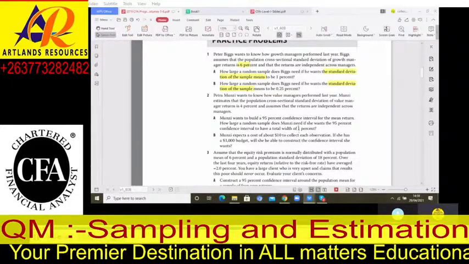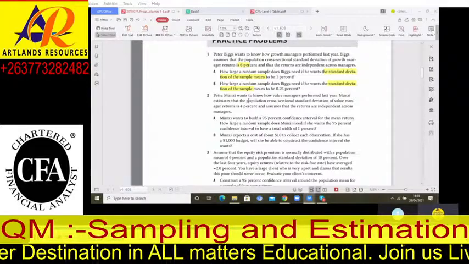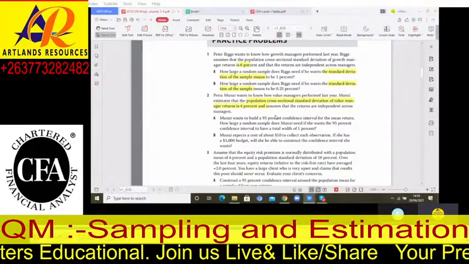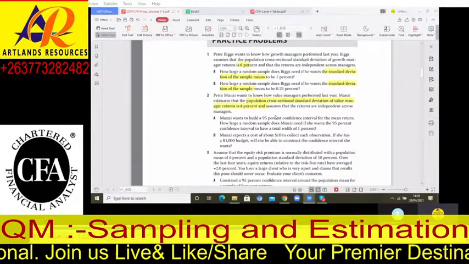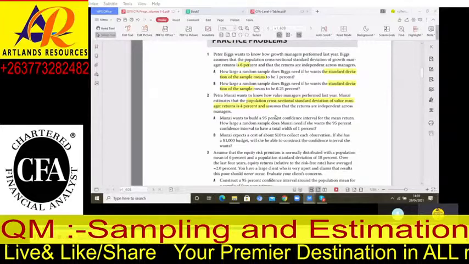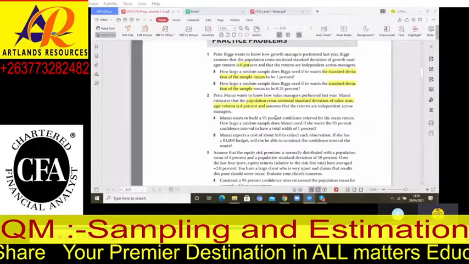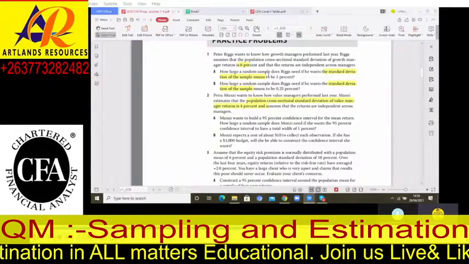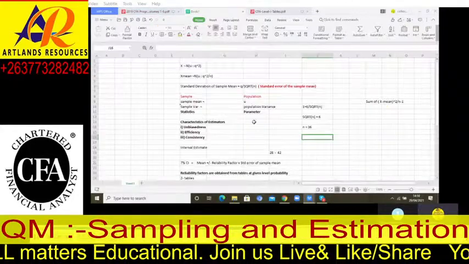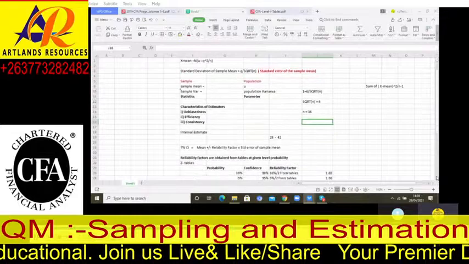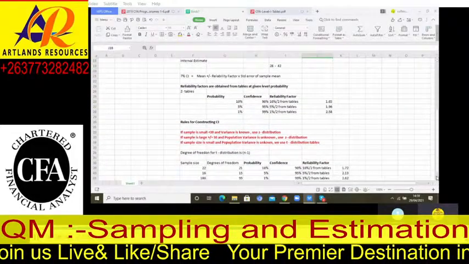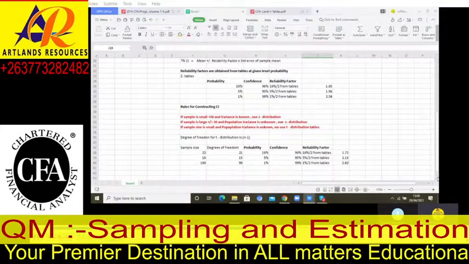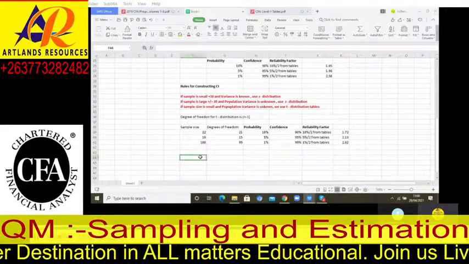95% confidence interval. Now, are you not seeing something? Here, the population variance is known, because we are told that the population standard deviation is 4%. And if the population variance is known, we come here and ask, how do we calculate a 95% confidence interval? You say mean plus or minus the reliability factor times the standard error of the estimate.